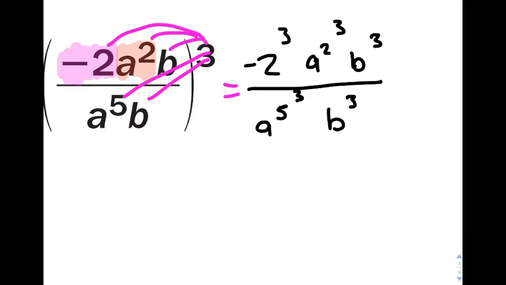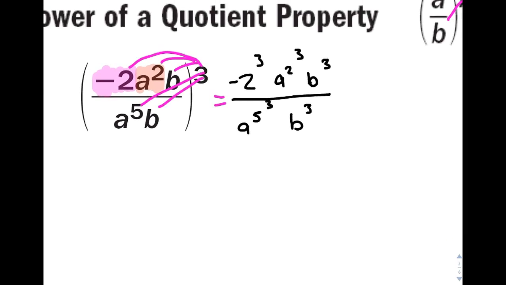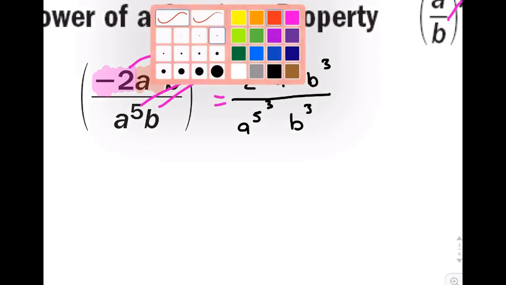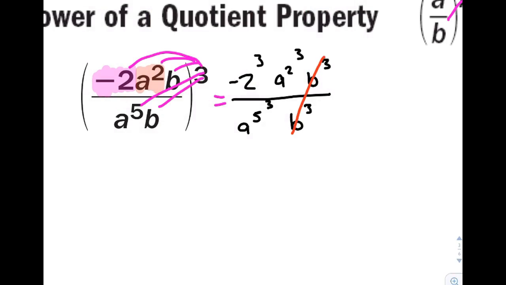Now we can simplify. We could have simplified before we distributed that 3, but we will have some things cancel out. A b to the 3rd cancels out with a b to the 3rd. We're going to have some a's cancel, but let's simplify them first. We will have a negative 2 to the 3rd on top, and a to the 2nd all to the 3rd is going to be a to the 6th, multiplying power over power. A to the 5th all to the 3rd is a to the 15th.